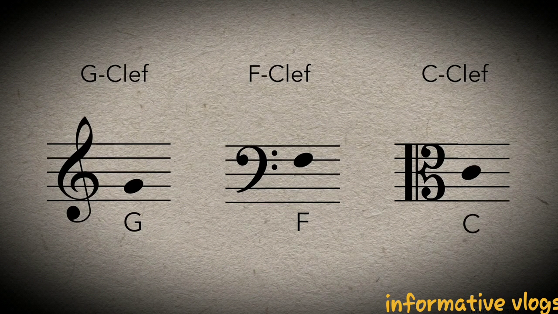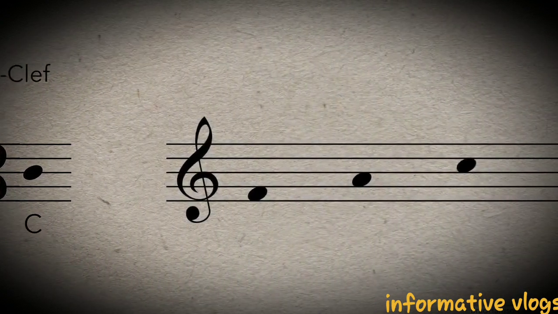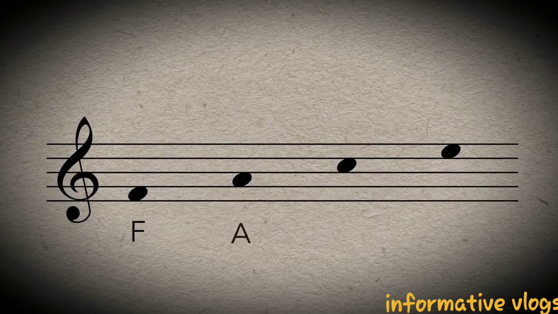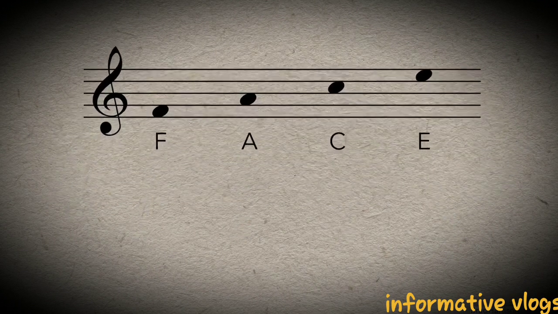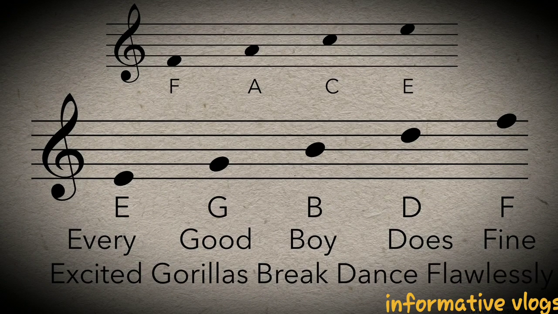The third way is to use a mnemonic device, where the letters of a word or sentence remind you of the letter names of the lines or spaces. The easiest one is the spaces of the treble clef, because they spell out the word face. For the lines, a popular mnemonic is, "Every good boy does fine." Alternatively, feel free to come up with your own, like, "Excited gorillas break dance flawlessly."